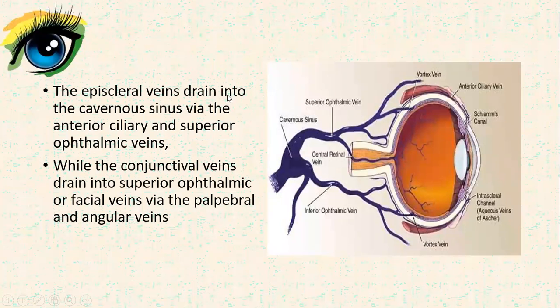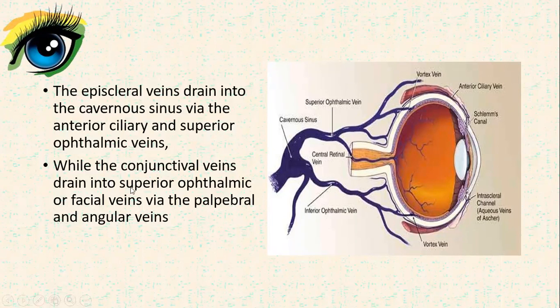The episcleral veins drain into the cavernous sinus via the anterior ciliary veins and the superior ophthalmic vein. Once they get there, from the episcleral vein they directly come to the cavernous sinus. So from where? The anterior ciliary veins and the superior ophthalmic vein. This is the superior ophthalmic vein, and this is the anterior ciliary.